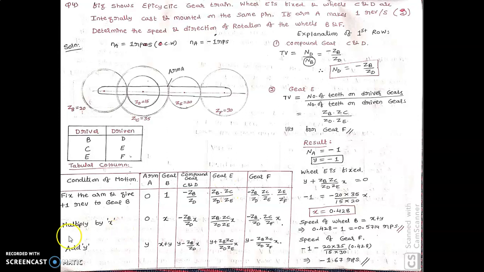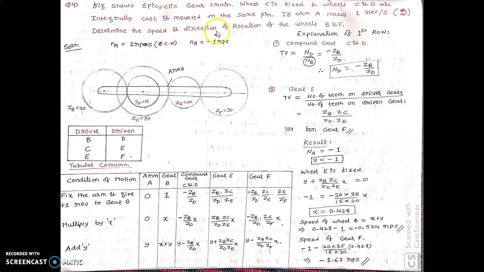Now let us move to the second row. Multiply by x. Whatever you have written in the first row, you just multiply by x. 0 into x is 0, 1 into x is x, then x, x. Multiplying this, ZE gets cancelled. Then add y: 0 plus y is y, x plus y, x plus y, and add y to these rows also. Now we have got the compound gear C and D speed, the speed of gear B as this, the speed of gear E as this, and the speed of gear F as this. Now let us see the question.